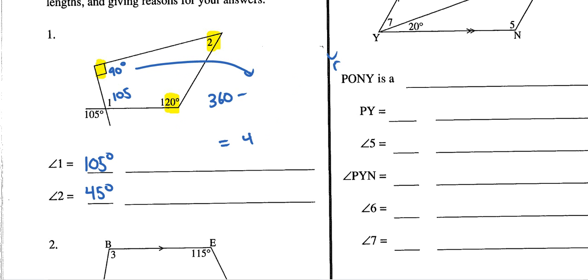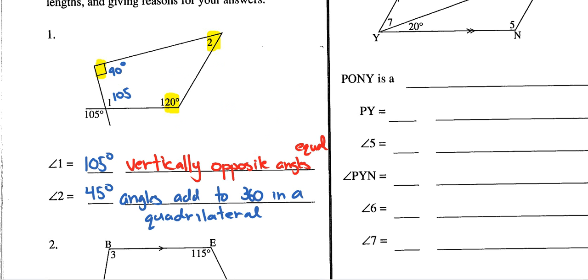Now I'm just going to erase all this, and what I'm going to do next is pause the video and write in the explanations. Okay, and here are the explanations. For angle number 1, vertically opposite angles are equal, and for angle number 2, that's going to be 45 degrees because angles add up to 360 degrees in a quadrilateral.